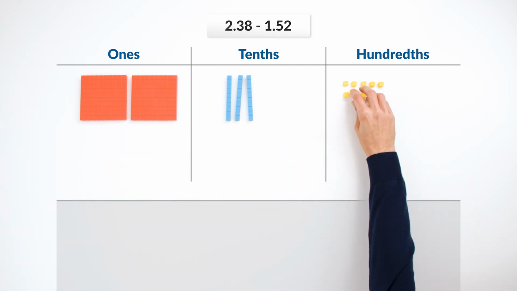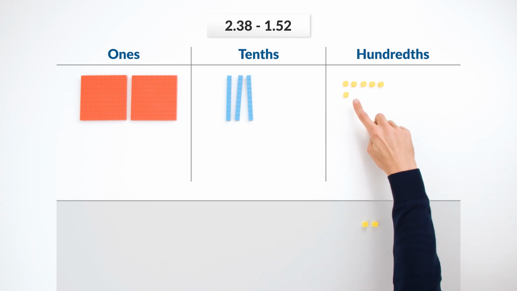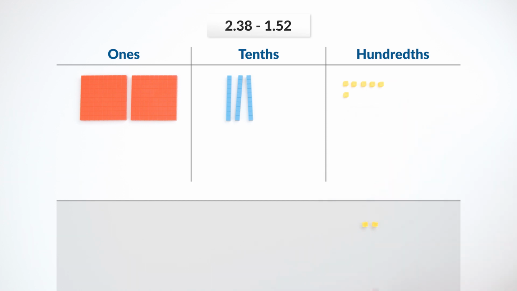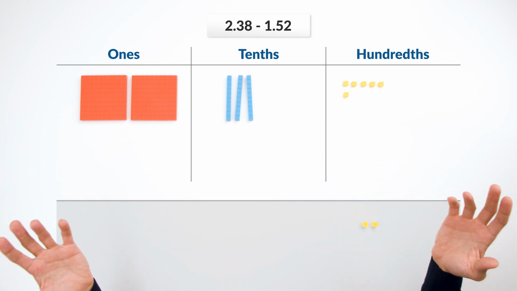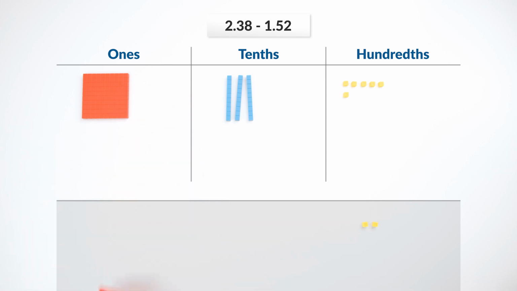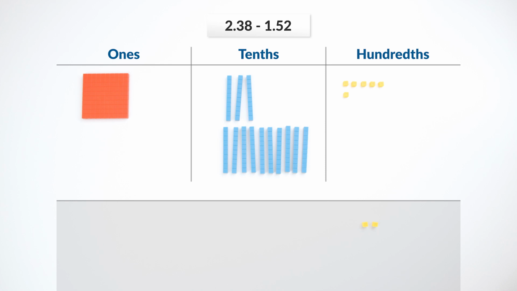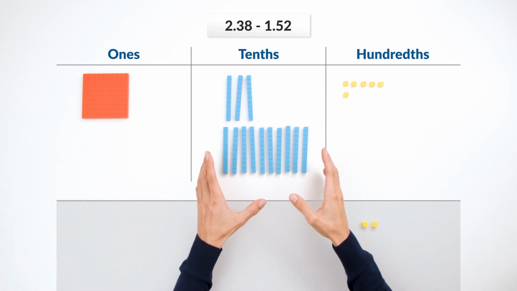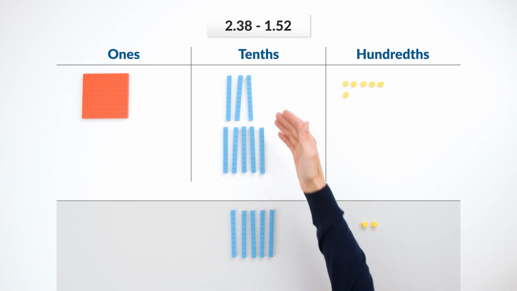So first I'll subtract 2/100 by moving that down here, leaving 6/100 in the top part of the hundredths column. Next, looking at the tenths place, I need to take away 5/10, or 5 rods. But this representation of 2 and 38/100 only has 3/10. Luckily, I can trade equivalent pieces. So I'll trade 1 for 10/10 and put those 10 rods in the tenths column. Now I have 1 and 13/10, so I can take away 5/10 from 13/10, which will leave 8/10.